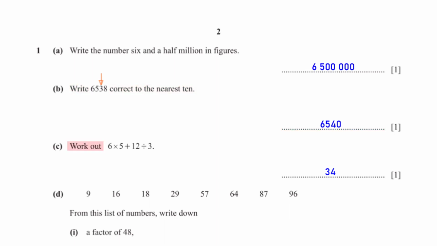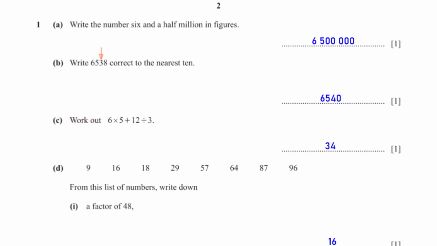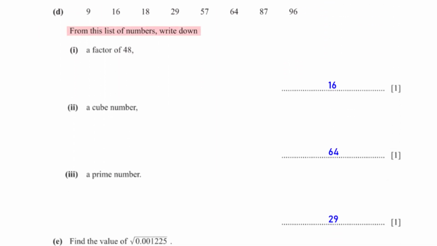Work out 6 times 5 plus 12 divided by 3. When we type this into the calculator, we get 34. From this list of numbers, write down a factor of 48. From the list, 16 is a factor of 48. 16 divides 48 completely without a remainder.